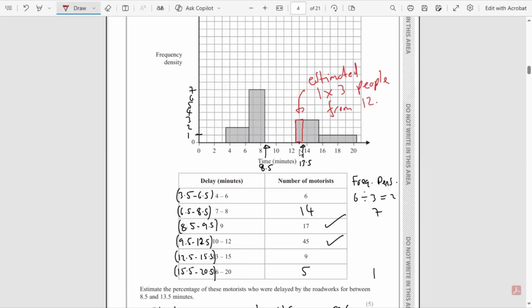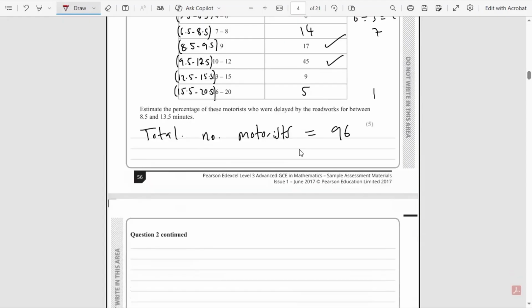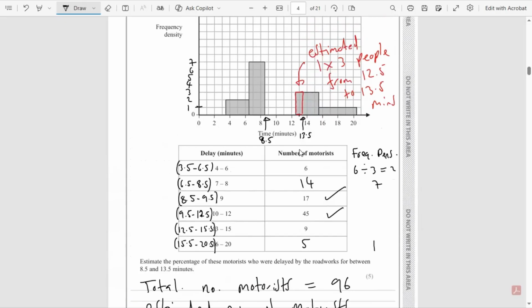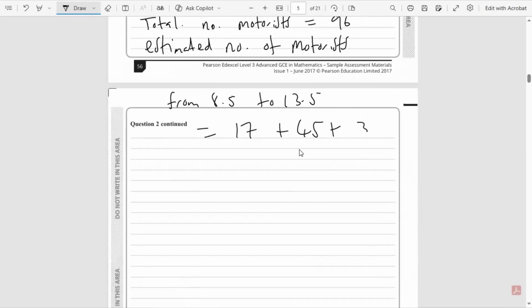from 12.5 to 13.5. Great. So what we can do now then is we can say that the estimated number of motorists from 8.5 to 13.5 is equal to the 17 that we wanted, the 45 that we wanted, and then plus this 3 that we just calculated. So this is going to give us 65.